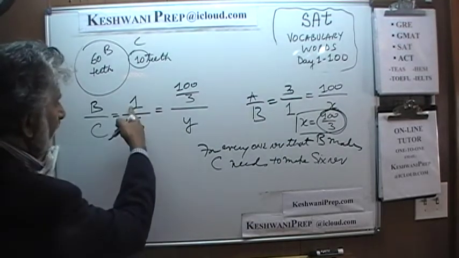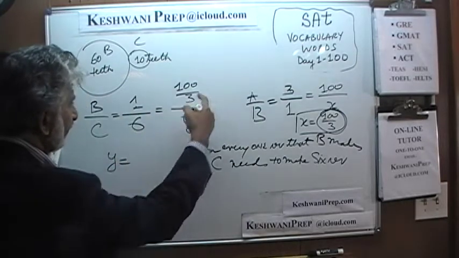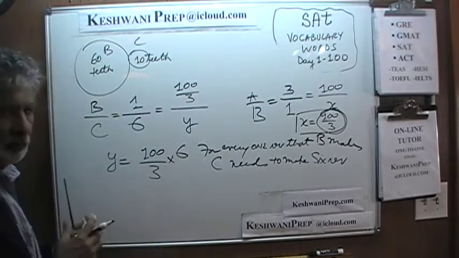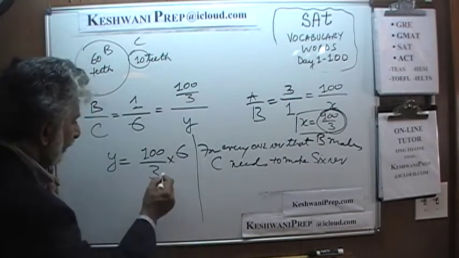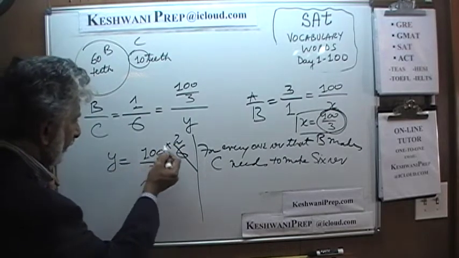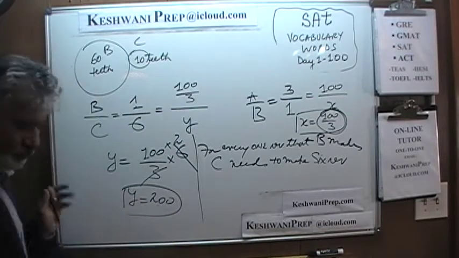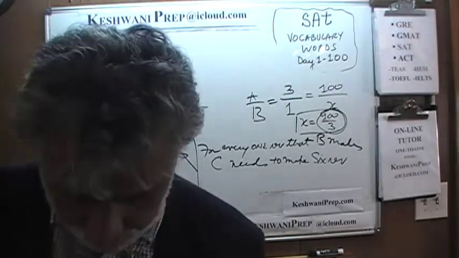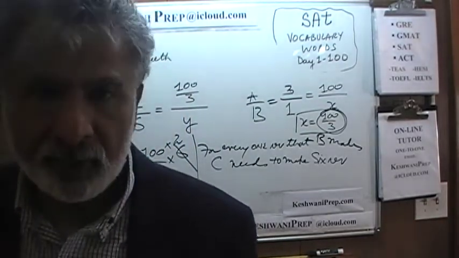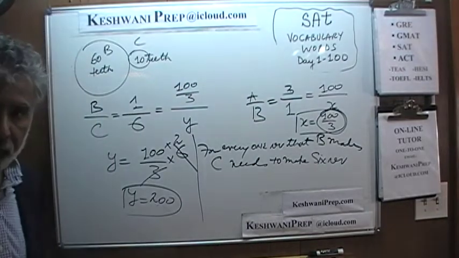Again, bring the Y up here and 6 up there. So it's going to be 100 over 3 times 6. There we go. We're done. 3 is going to cancel out with 6 2 times, and there you go. It's just Y is equal to 100 times 2. Y is equal to 200. The question is, how many revolutions does C make? For every 100 revolutions that A makes, the answer is 200.